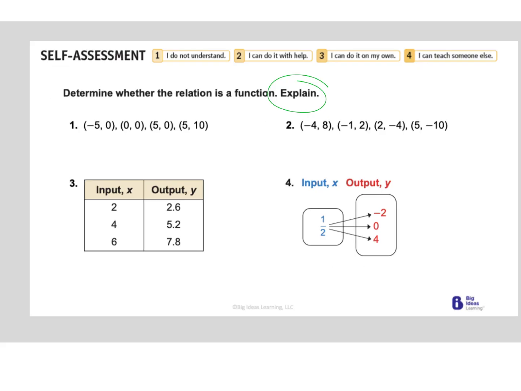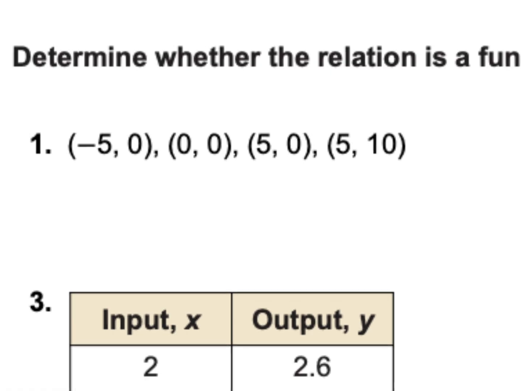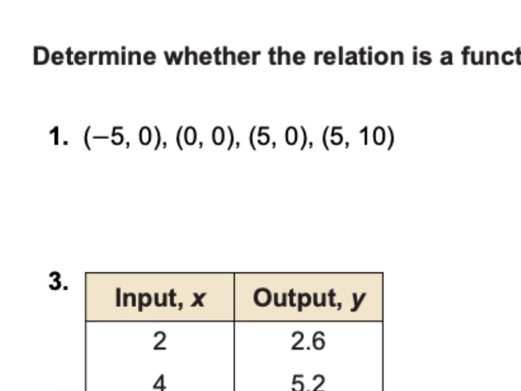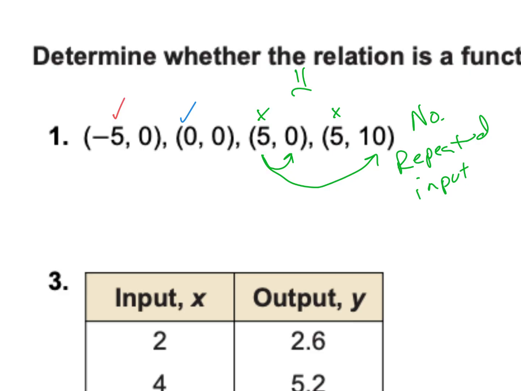Okay, I'm unpausing now. So I'm looking at number 1, and I'm just looking for repeated input. -5, we're good. 0, we're good. 5 and 5, that's not good, because 5 gave me 0 and 5 gives me 10. No, because of repeated input without unique output.